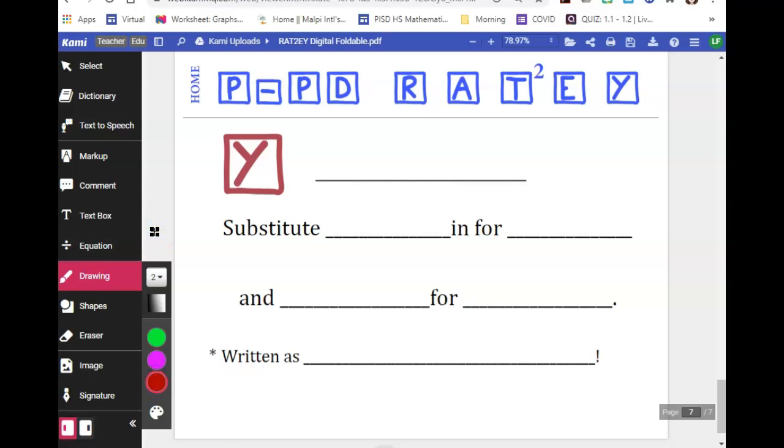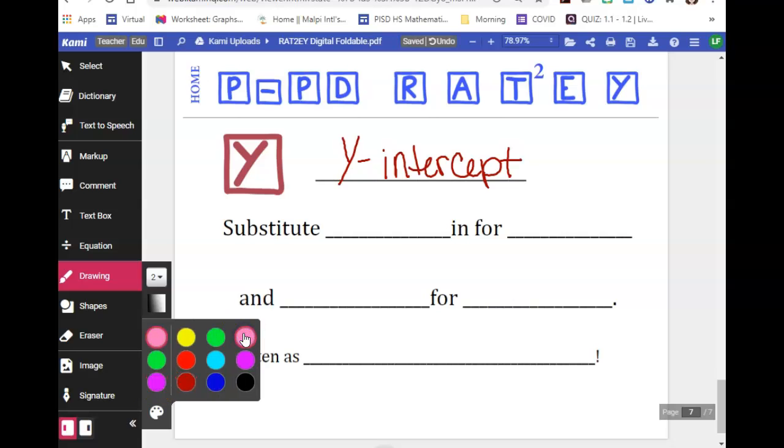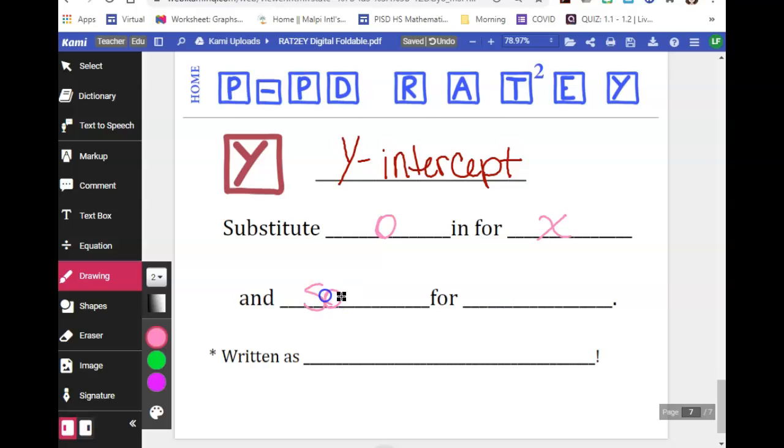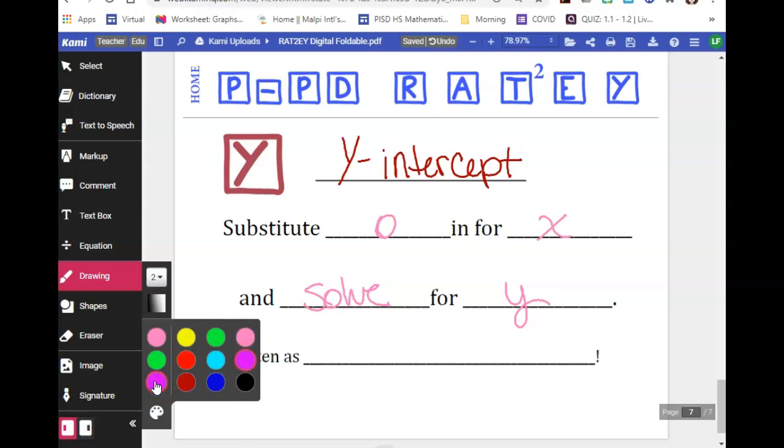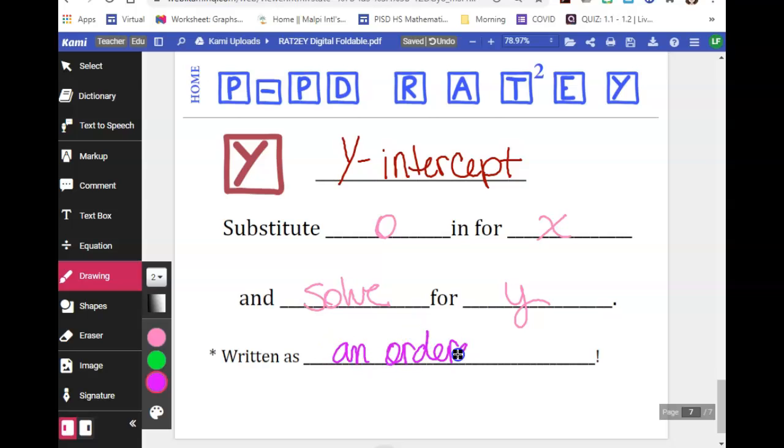All right, so this Y stands for Y-intercept. Okay, and you're only going to have one of those. To find that, we do it the exact same way you've been doing it forever. You substitute 0 in for x and solve for y. And because it's a y-intercept, it is always written as an ordered pair. Okay? So there's your y.